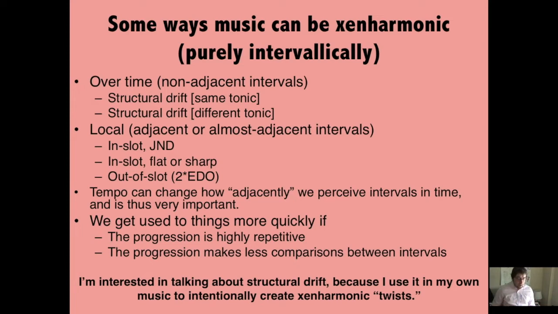So, we're talking about how music can be Xenharmonic in terms of discrete intervals. Intervals can be Xenharmonic over time in a non-adjacent way by drifting structurally. In regular temperament theory, there are comma pumps, which have to do with how you can round intervals and add them up, accumulating their small differences over time, to end up at a different place than you normally would in the standard tuning from where you started.